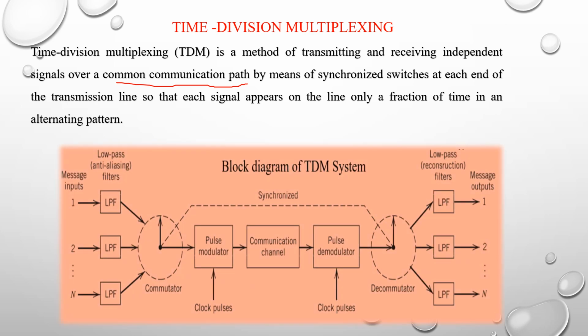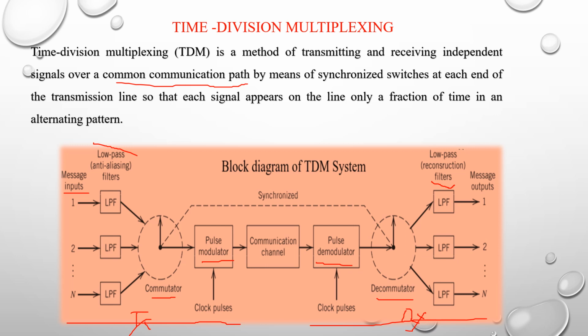The concept of TDM is illustrated by this block diagram. So this block diagram consists of two sections. This is the transmitter and this is the receiver section. The transmitter consists of message input, low pass filter, commutator and pulse modulator, and the receiver section consists of pulse demodulator, decommutator and reconstruction filter.